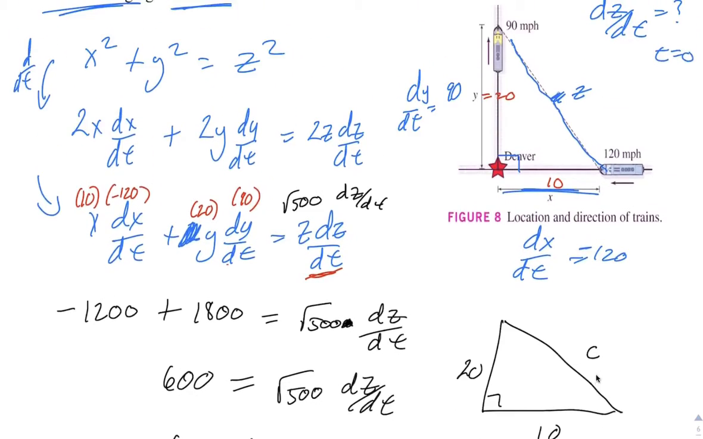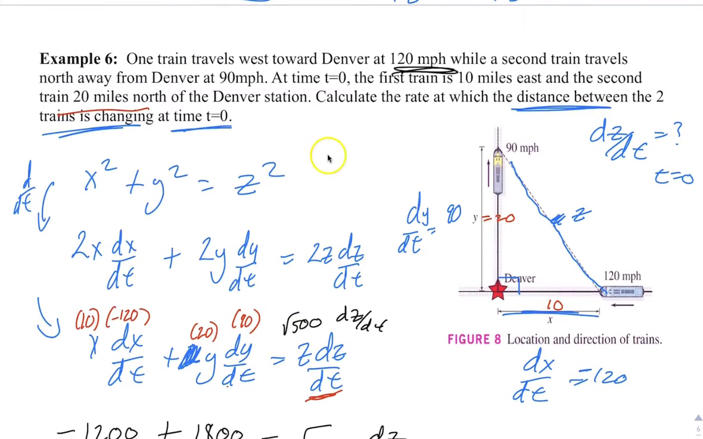So again, just to recap real quick. It's all about reading the question. One train travels west towards Denver at 120 miles per hour. That's this guy. Since it's coming in, it has to be negative 120 miles per hour. And that's your rate, right? Miles per hour is a rate, so dx dt. One travels north, again, it's a rate, so dy dt is 90. At time 0, the first train is 10 miles east, so this guy's 10 miles out. The second train is 20 miles north, so 20. Calculate the rate at which the distance between the two is changing. So we want to find what this guy changes. So dz dt is what we're looking for.